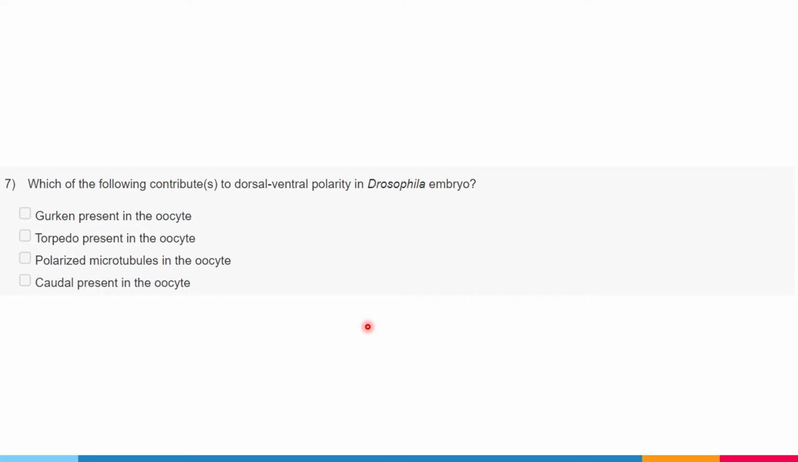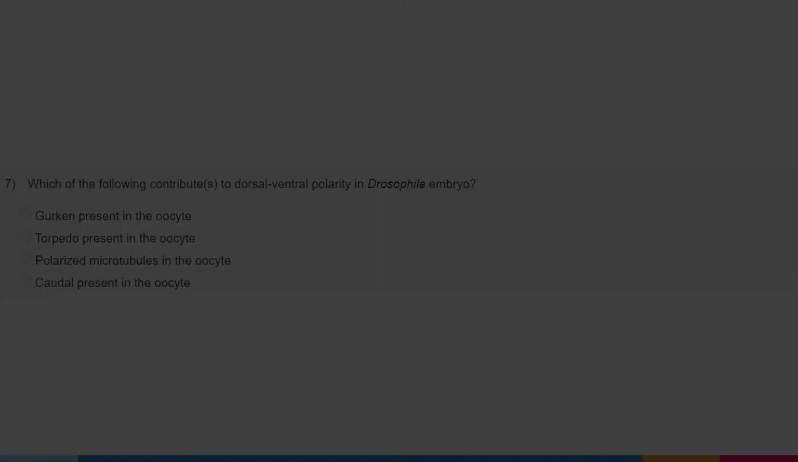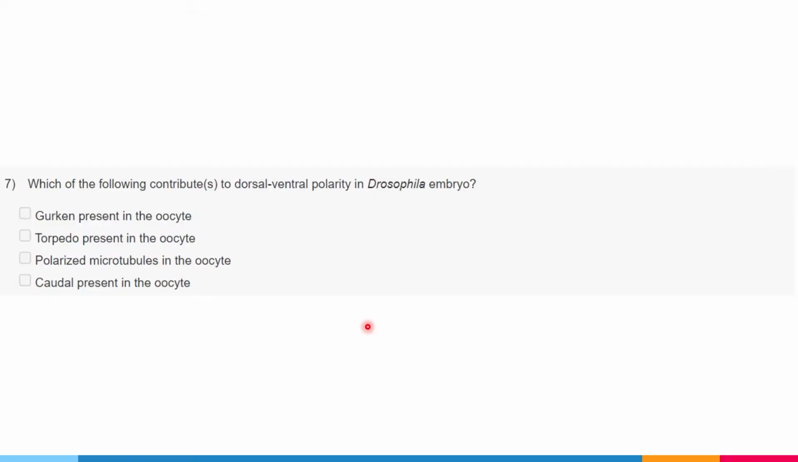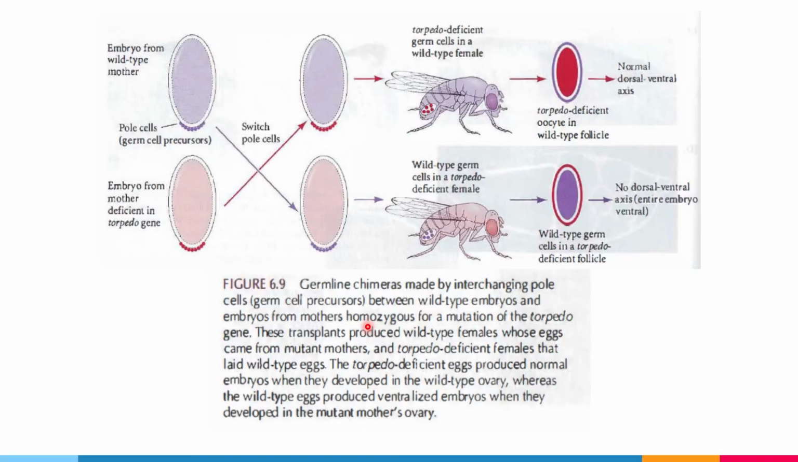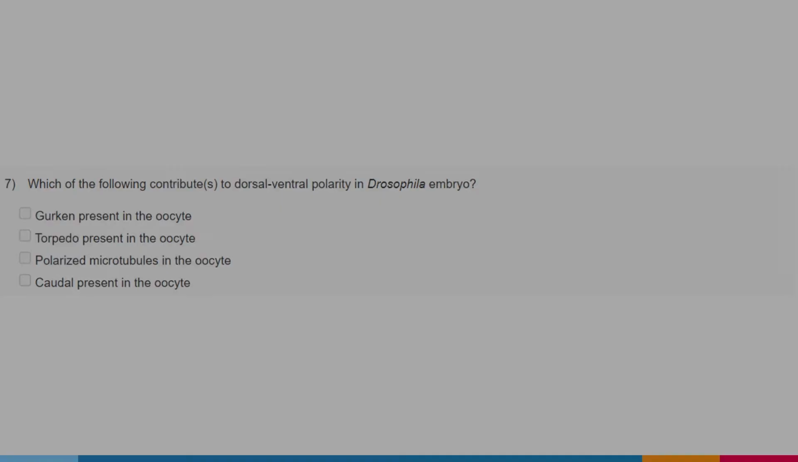Okay. This is something that we just discussed, but I think we have not discussed exactly where the particular proteins originate from. As we have seen in the previous diagram, Gurken is produced by the oocyte nucleus, that is, it is germline in origin. And Torpedo should be present in the somatic cells.